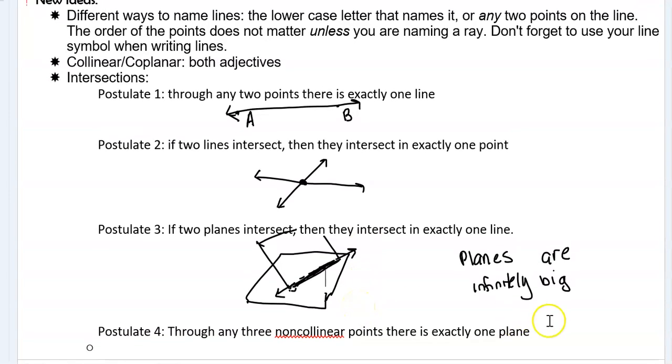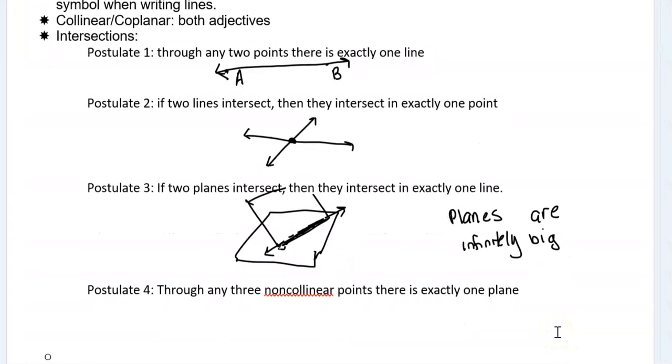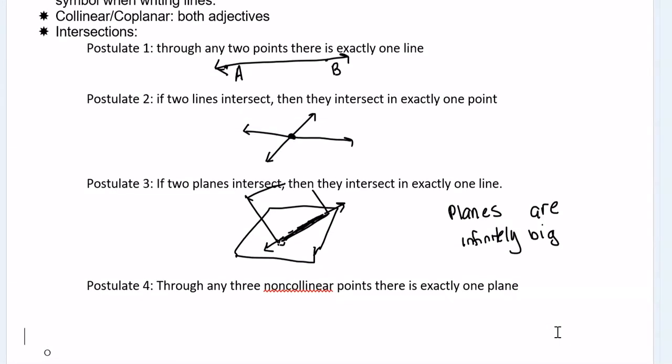And our final postulate, through any 3 non-collinear points, there is exactly 1 plane. So that only is true if you had points like this, right? If you had 3 points that were non-collinear. Collinear points would look something like this. And in this case, you would not be able to draw a single plane.